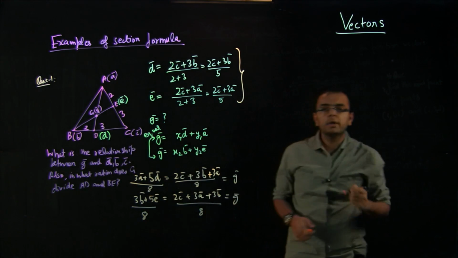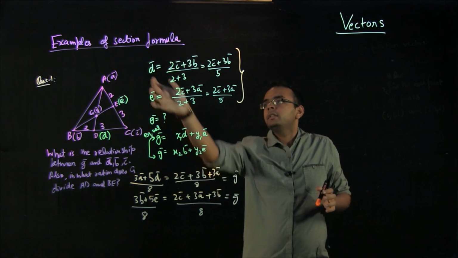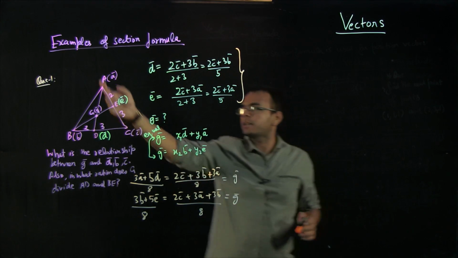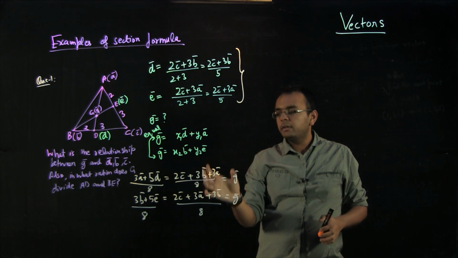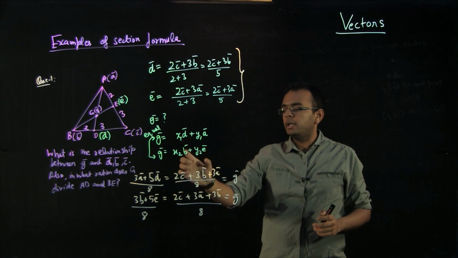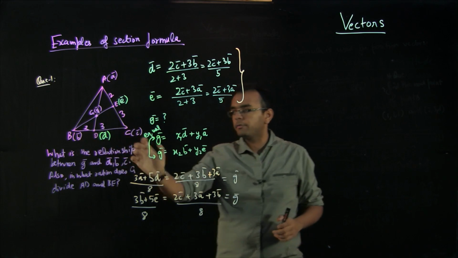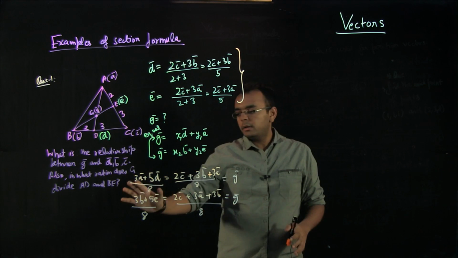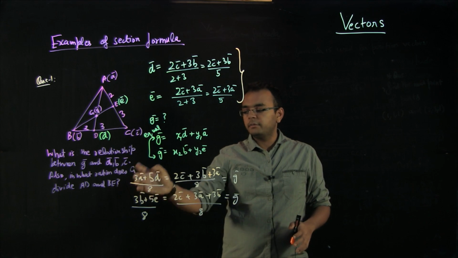And how can I be sure that this is the G vector? What I did was I added some factor of A to the relation with D, such that it becomes equal to the quantity to which I add some factor of B in the relation of BE. And then I divided by the sum of the numerators, so that this becomes the section formula.